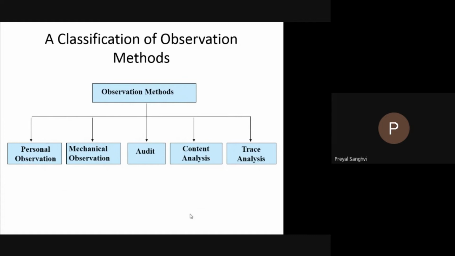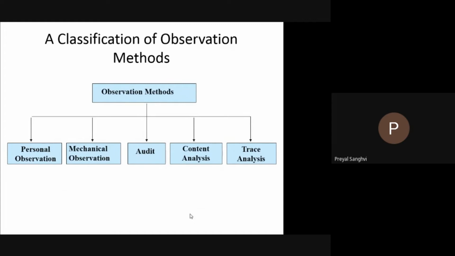First, if we talk about personal observation, the name itself explains the meaning. Here the researcher is personally present at a place and observing the behavior of the respondent. This is known as personal observation. For example, if a researcher wants to understand the shopping behavior of a customer, then the researcher will visit any retail outlet like D-Mart or Big Bazaar or V-Mart and observe the behavior of the customer. This comes under the personal observation method.